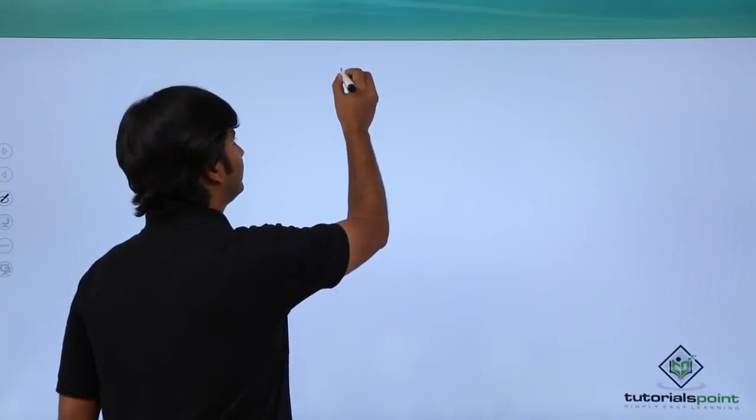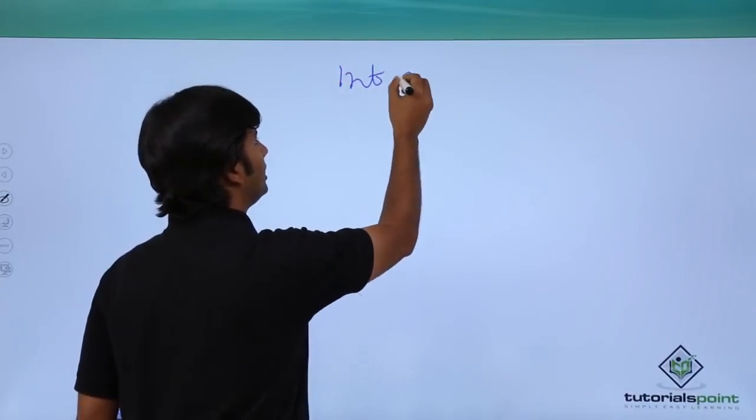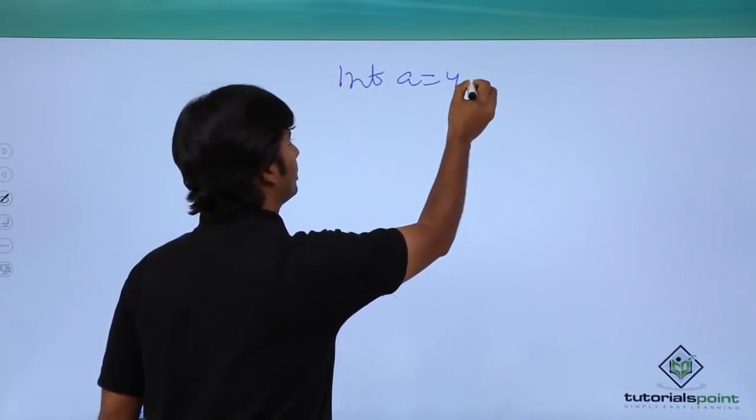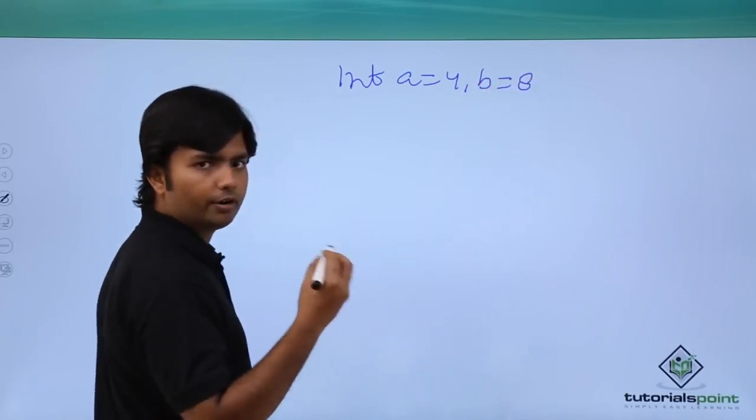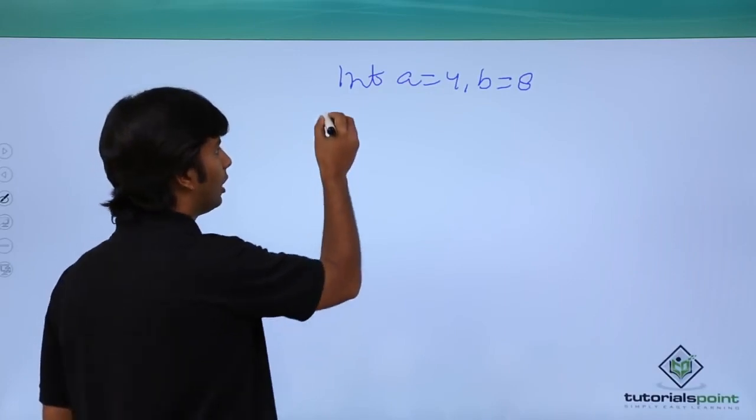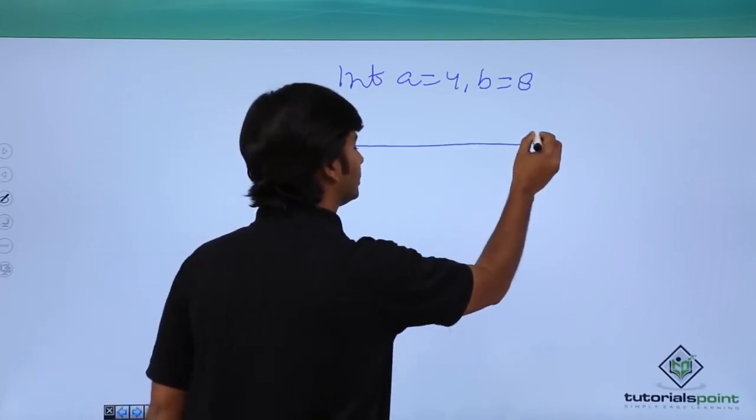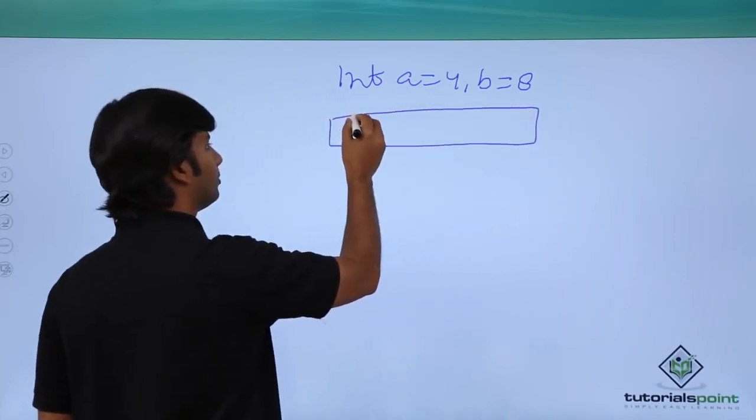So here, let's say I have a variable int a is equal to 4 and b is equal to 8. If I convert them into binary, how will I do that? So here we have 8 bits, meaning 1 byte.